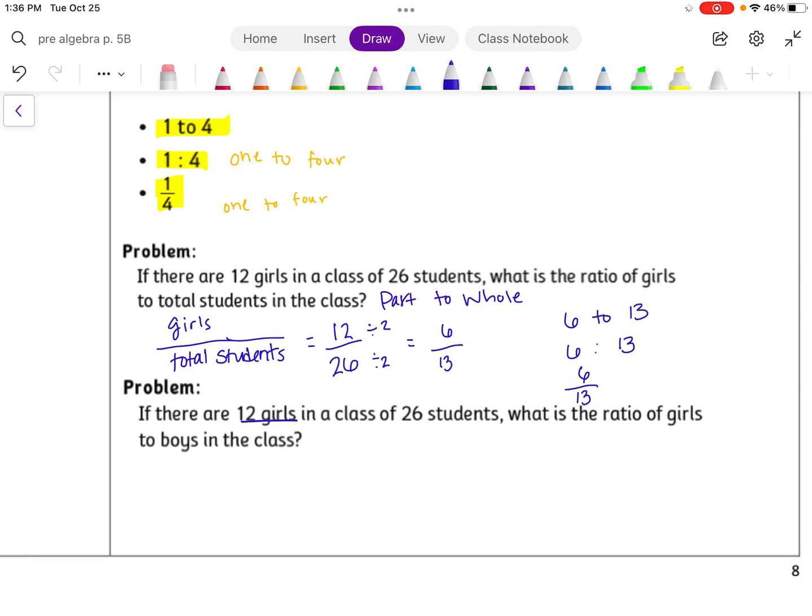Now, if there are 12 girls in a class of 26 students, what is the ratio of girls to boys in the class? So this one, we're talking about girls to boys. Now, this is a part to part relationship because part of the class is girls and part of the class is boys. It's not the whole, because we're not talking about the whole 26 students. We're talking about the part that's girls and the part that's boys.